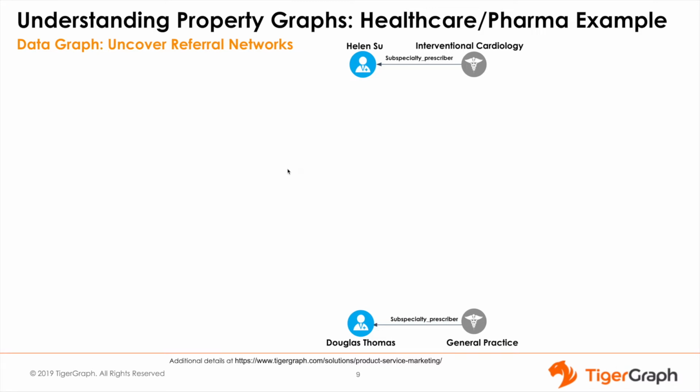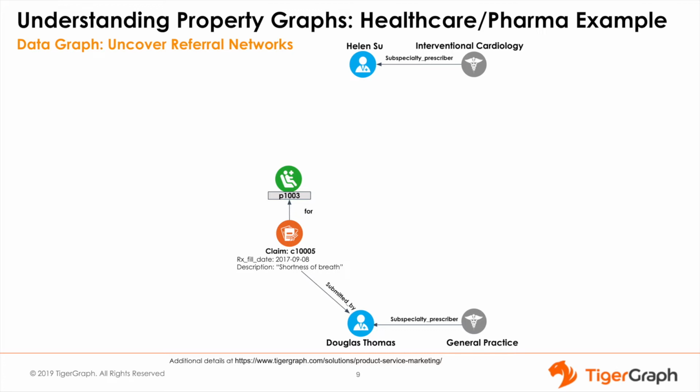Let's take a look at a graph data for a healthcare and pharma industry example next. Uncovering referral relationships is a lot easier in a graph database, as the patient, prescriber, and claims data is pre-connected in the graph database. Consider the example where Dr. Douglas Thomas, a general practitioner, sees a patient in San Jose, P1003, on September 8, 2017, for shortness of breath symptoms resulting in the claim C10005.